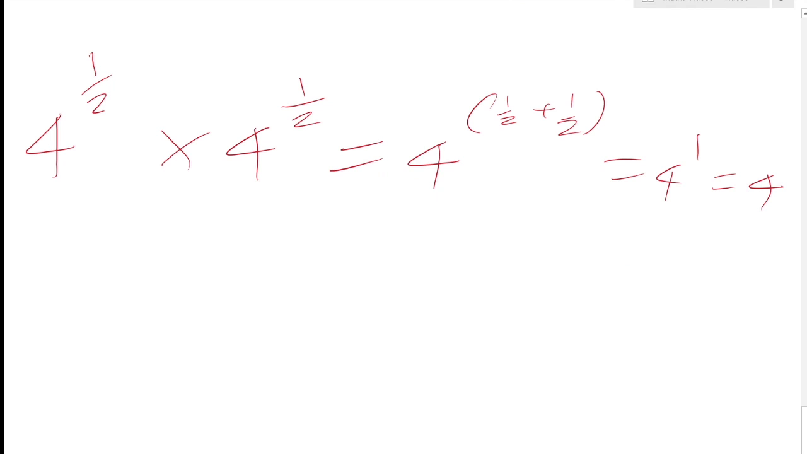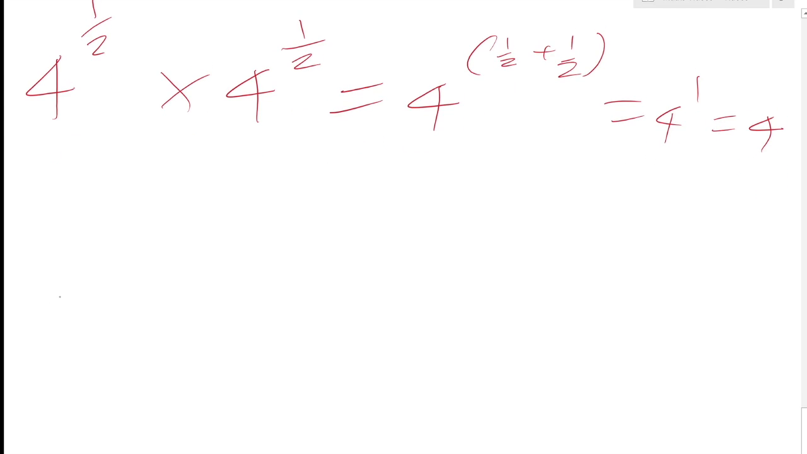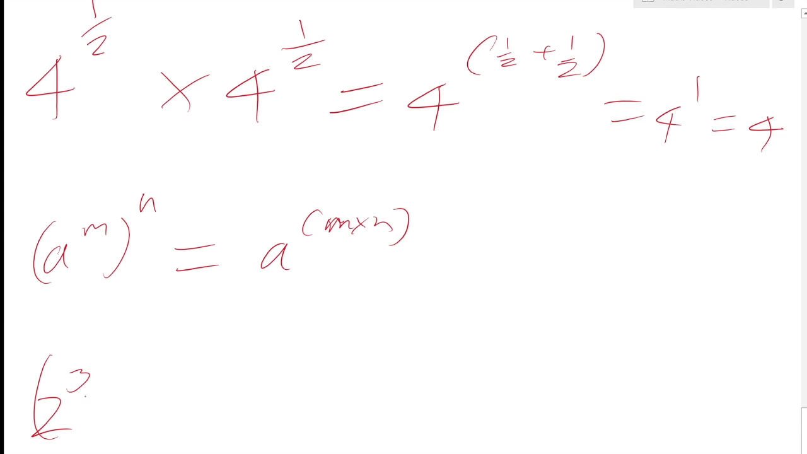So what we can do is use our third rule of power, which, as you may remember, was a to the m to the n equals a to the m times n. So, for example, 2 cubed to the 4th power would equal 2 to the 12th, which equals... God, I'm sorry, I can't write a 4 today. 4,096.